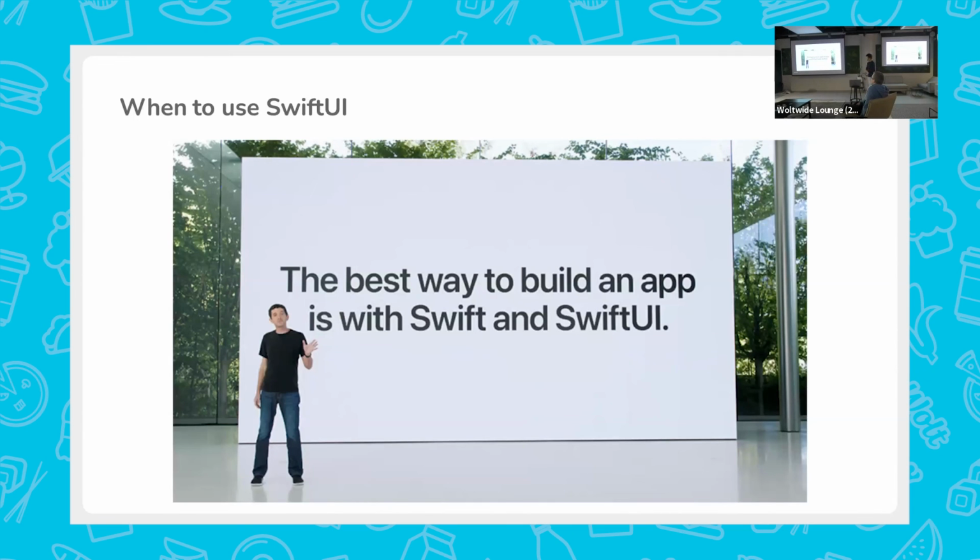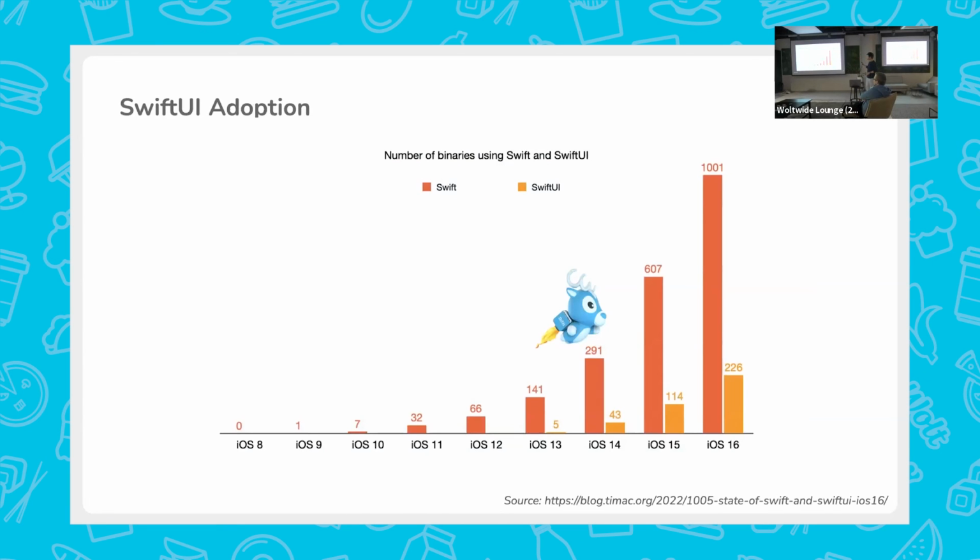Right, so yeah, this is a famous slide from a recent Apple developer conference. The best way to build an app now is with Swift and SwiftUI, and Apple is heavily advocating and pushing for Swift and SwiftUI. I picked up this graph from a recent blog post, analyzing the number of binaries in iOS that are using Swift and SwiftUI. SwiftUI was introduced in iOS 13. And it's interesting to see between iOS 15 and 16 that the number of SwiftUI apps in iOS has doubled. So it's great to see.